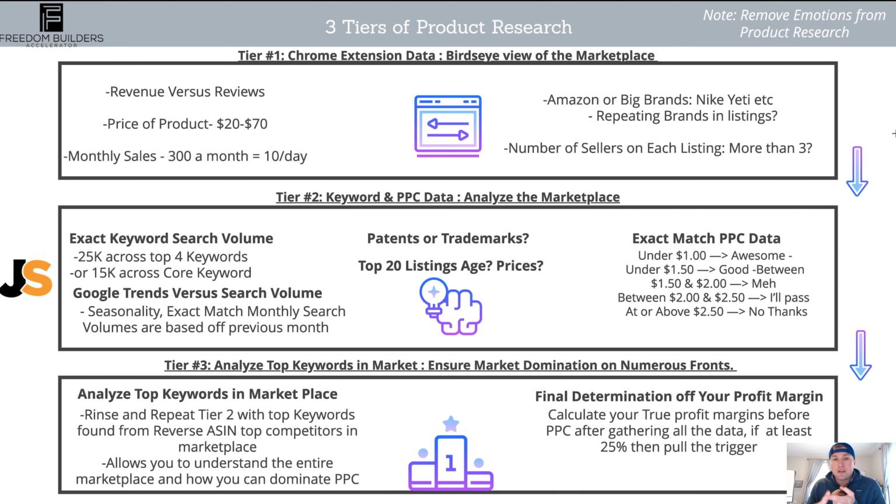So with this, you're now going to go back and rinse and repeat, tier number 2. So you're going to go back and look at the monthly search volume. You're going to look back at the PPC bid data, all right? For those other keywords, it's going to show you different results on your Chrome extension, right? You're kind of going to go back through everything all over again.